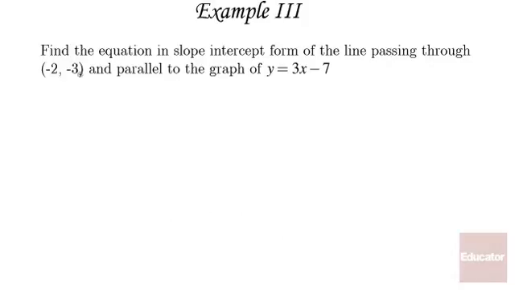Example 3. Find the equation in slope-intercept form of the line passing through the point negative 2, negative 3, and parallel to the graph of y equals 3x minus 7. Slope-intercept form, y equals mx plus b. First thing I need to do is to find the slope. I am not directly given the slope. However, I'm told that this line is parallel to the line described by this equation.